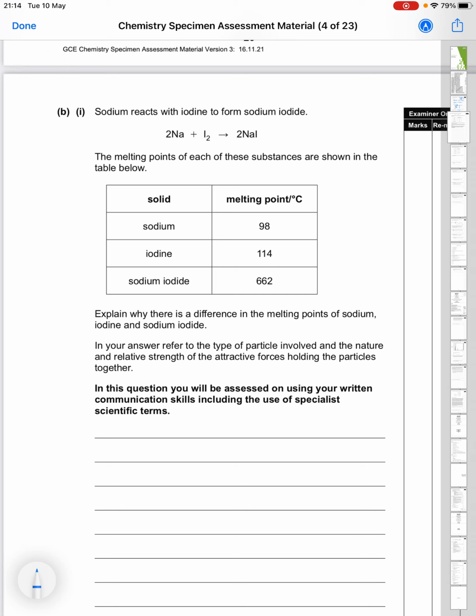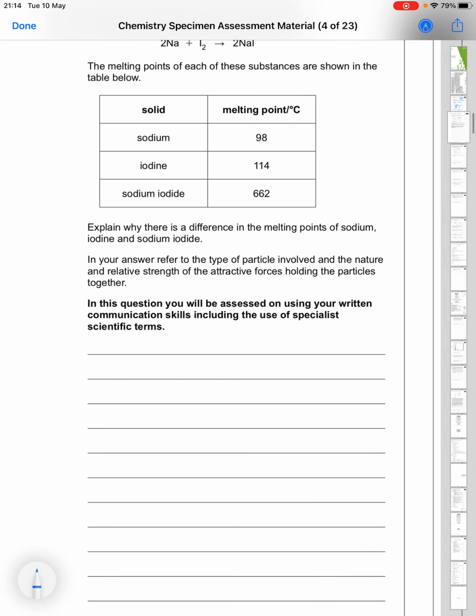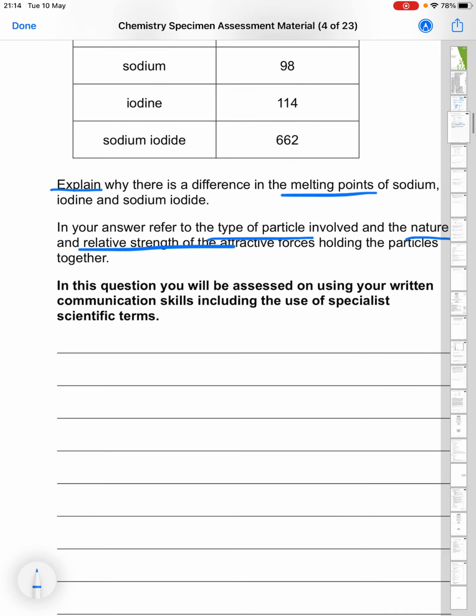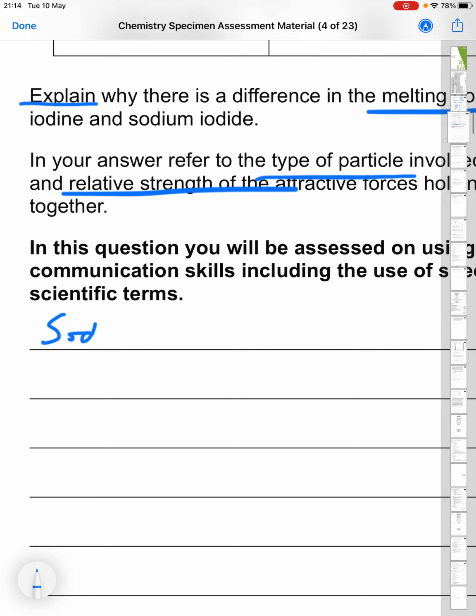B, part 1. Sodium reacts with iodine to form sodium iodide. Melting points of each of these substances are shown in the table below. So the sodium's 98, iodine's 114, sodium iodide 662. Explain why there's a difference in the melting points of sodium, iodine and sodium iodide. In your answer, refer to the type of particle involved, the nature and relative strength of the attractive forces holding the particles together. Okay. So we're going to start with sodium.